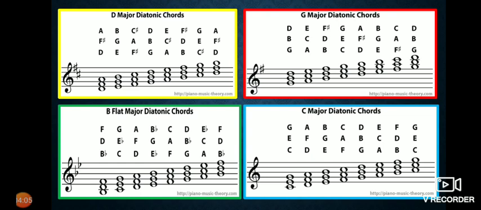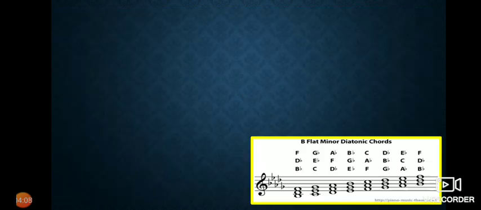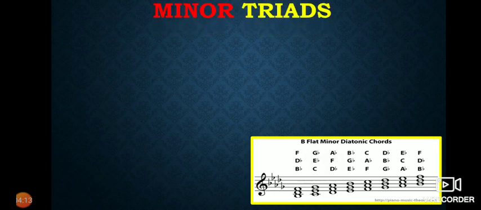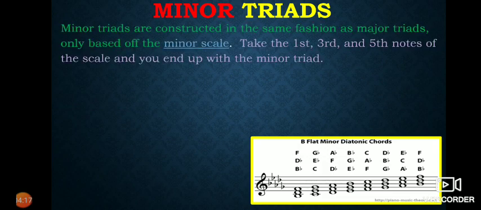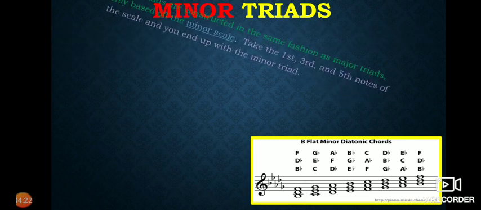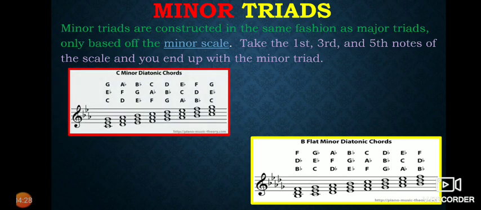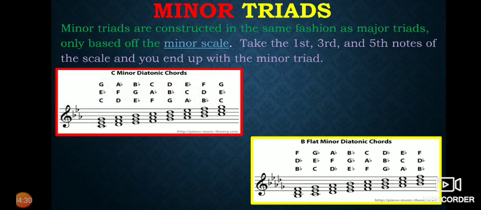Augmented: the starting point, which is root, third, and the fifth. The fifth will be sharpened, raised by a sharp sign. Diminished: root, the third one will be flattened, and the fifth one will be flattened too. Now, the second one, which is minor triad.